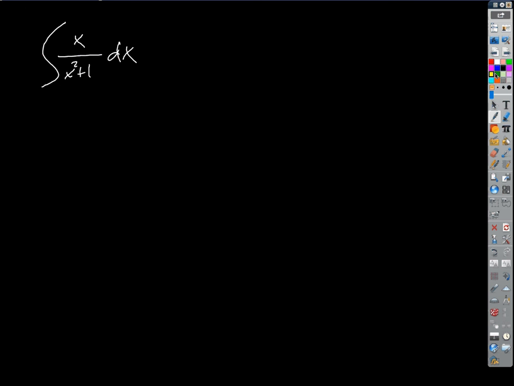Doesn't fit a standard form, does it? What could we do though? Just do a U substitution for the x squared plus 1. Aha, there we go, good. So what if we did a U substitution for the x squared plus 1?